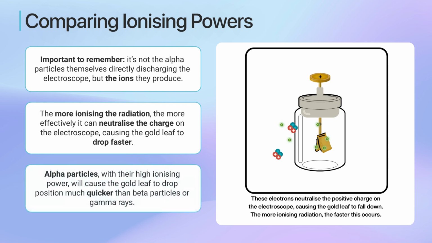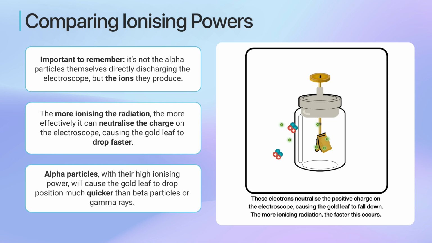For instance, alpha particles with their high ionizing power will cause a noticeable drop in the gold leaf's position much quicker than beta particles or gamma rays. In summary, the gold leaf electroscope is a valuable tool in illustrating ionization. It shows how radiation can create ions that neutralize the charge on the electroscope, resulting in the visible movement of the gold leaf.